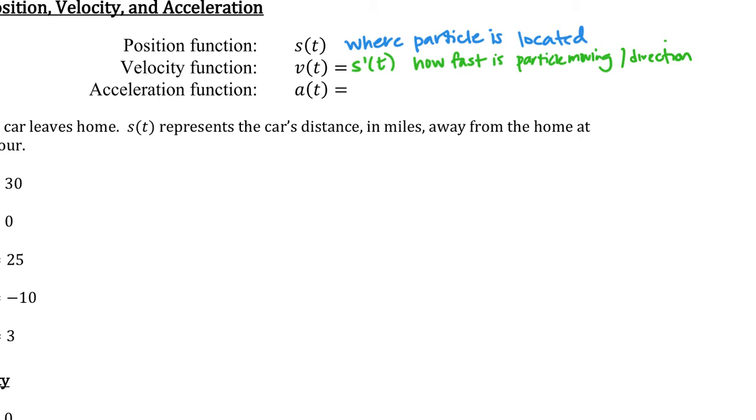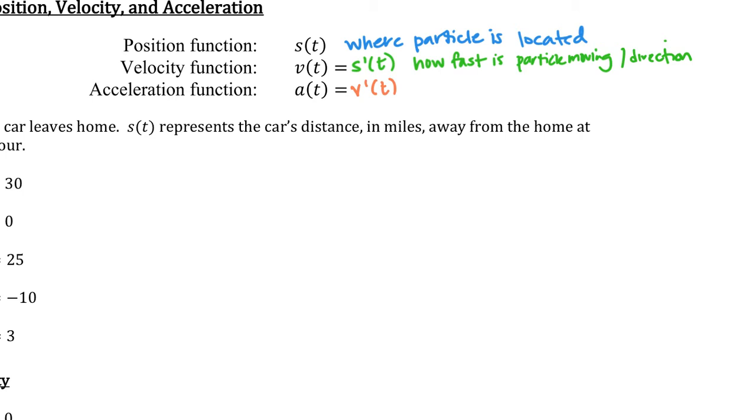Okay, now the next term is acceleration. You know when you press on your gas pedal that you are accelerating or you're speeding up. This is how your velocity is changing. So this is v prime of t. It's how your speed is changing. Is your speed getting faster, or are you hitting the brake and your speed is getting slower?